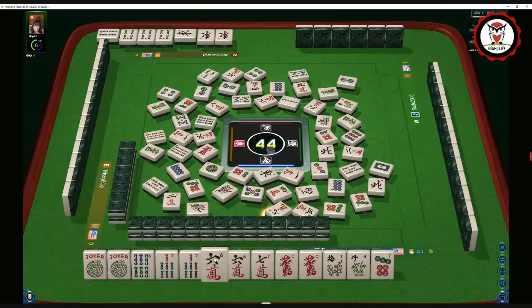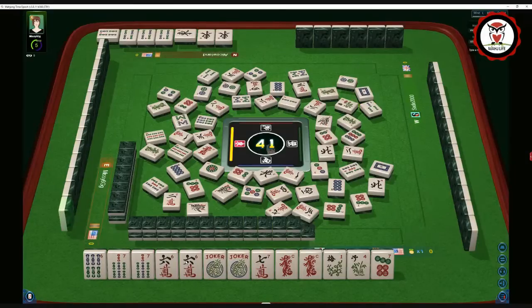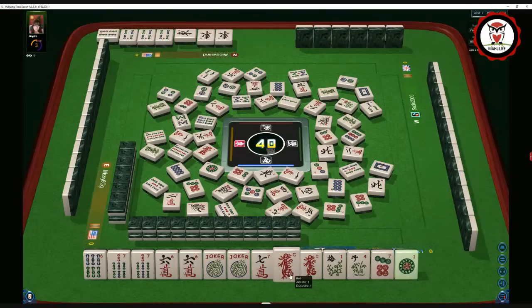9 characters. Okay, so if we play 6 7 6 7, we can Kong the 7 bam, pung the 6s, or we could play 6 7 6 7 white dragon. That would use 3 multiples versus 2 multiples. I'm thinking 6 7 dragon might be the better option based on what's out. 1 dot.